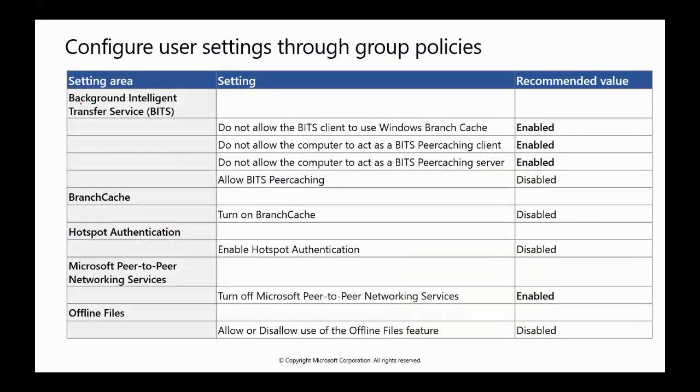As you can see here, in this settings area, you can configure the Background Intelligent Transfer Service, the branch cache, the hotspot authentication, Microsoft peer-to-peer networking services, offline files, the session timeout, redirecting the folders, and redirecting the desktop to a certain place. All these can be done with the group policies.